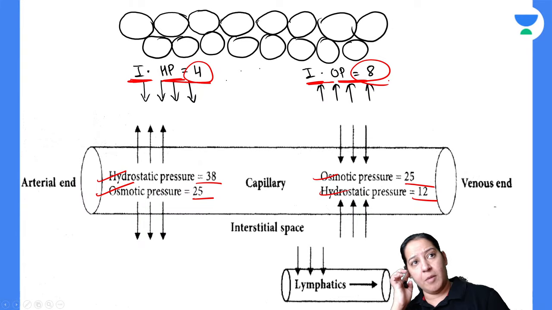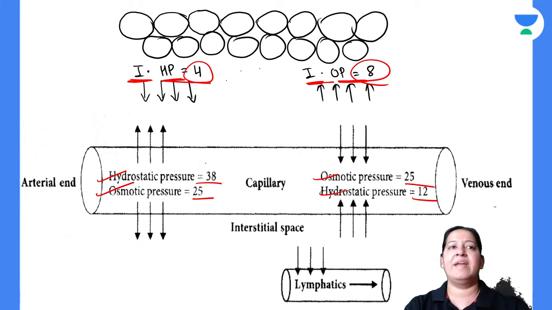Give me a thumbs up. Come on. See the arrows. If you can see, I have marked the arrows very crystal clear.